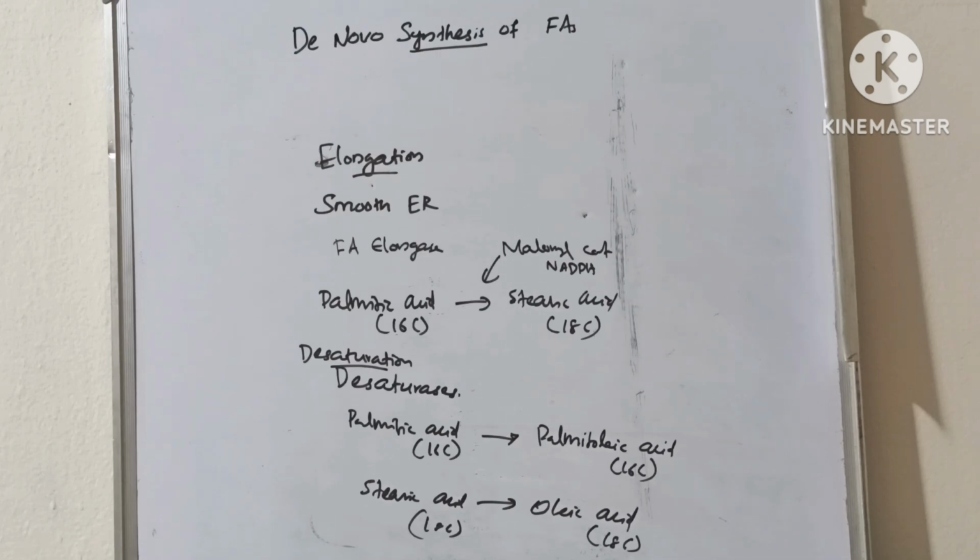Desaturation of fatty acids occurs in smooth endoplasmic reticulum by the enzyme desaturases. Here NADH, molecular oxygen, and enzymes like cytochrome B5 reductase, desaturase and cytochrome B5 are required for the desaturation. By desaturation, palmitic acid forms palmitoleic acid. From stearic acid, oleic acid is formed.